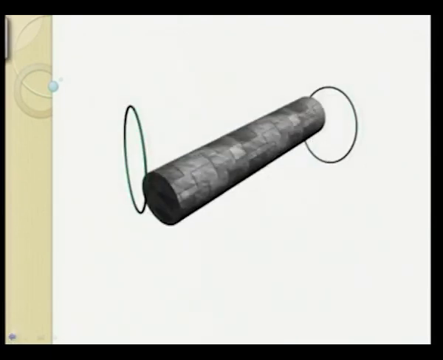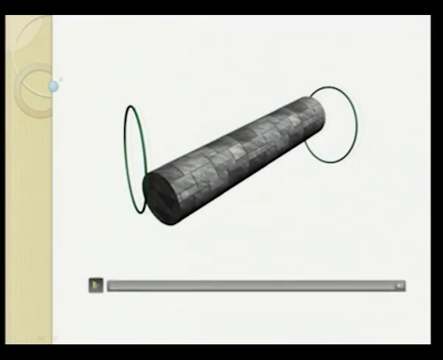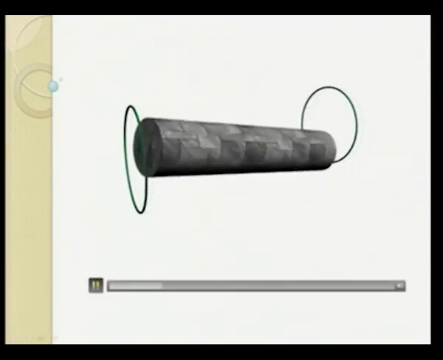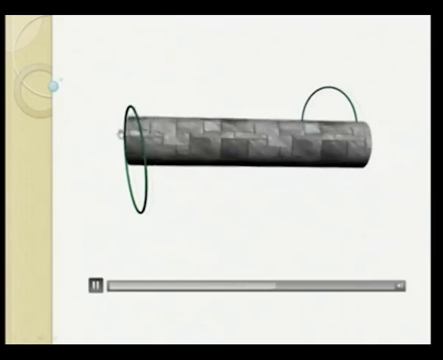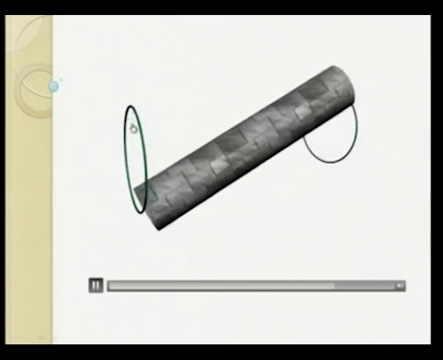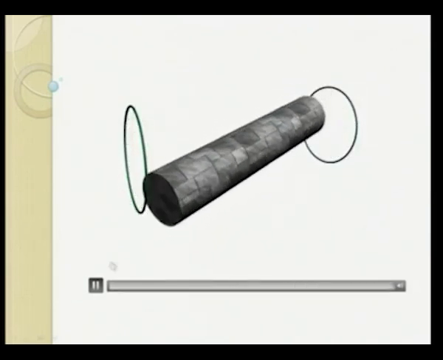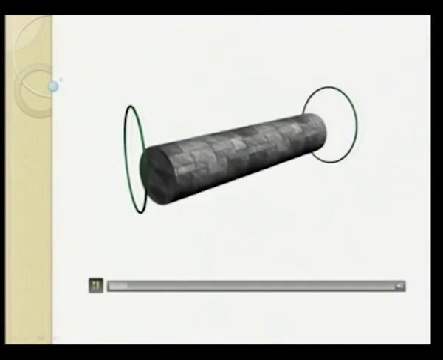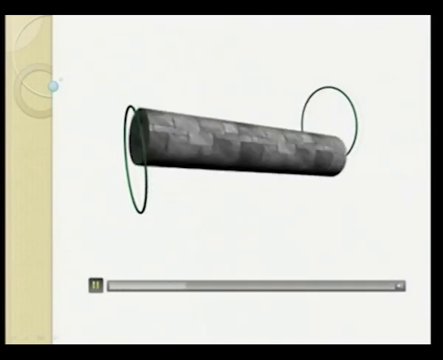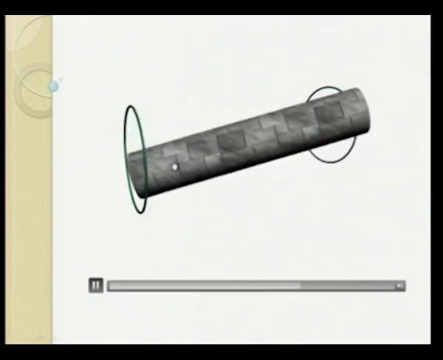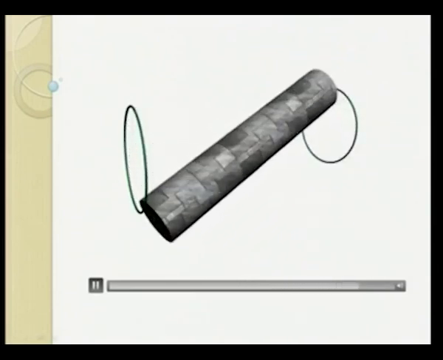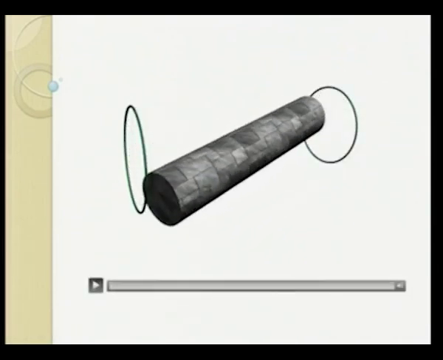This is the animation for backward conical whirl. In this, again, the shaft is spinning in the clockwise direction, but is whirling in the counterclockwise direction. So again, you can see the shaft spinning, and the whirling directions are different. Whenever this is the case, we will have backward conical whirl.